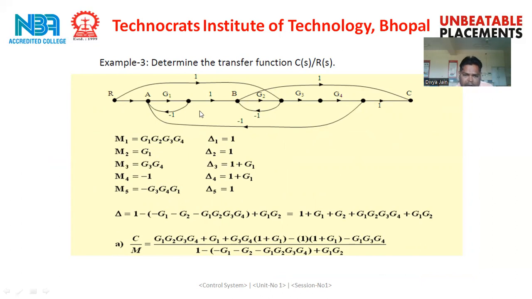Again, for the second path, we will discuss this second path. This is again a forward path from G1 to 1, 1 to 1. So the result will be G1. Okay, this is the second forward path. And again, this G3 to G4 is the third forward path.